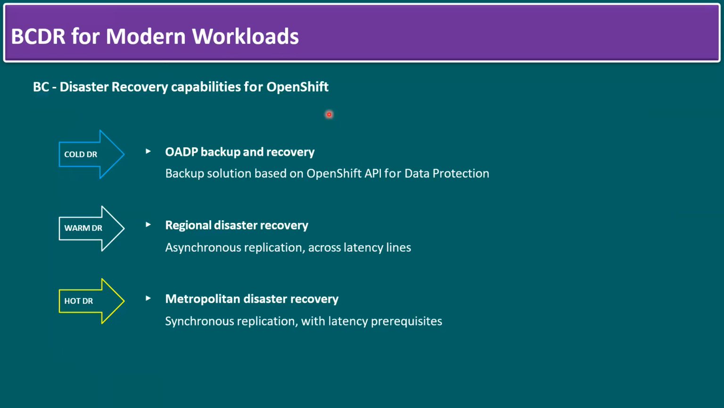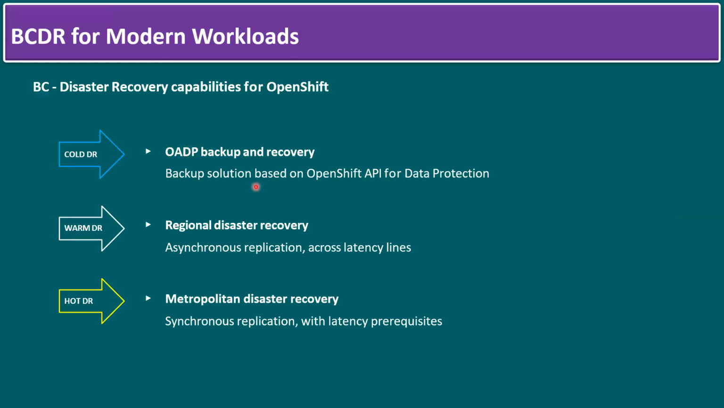Nowadays, OpenShift is one of the most popular Kubernetes workloads. OpenShift is an enterprise-grade Kubernetes platform. Let's try to understand these three options, how we can do cold DR, warm DR, and hot DR. Within cold DR, OpenShift has its native backup tool called OADP. OADP's full form is OpenShift API for Data Protection.